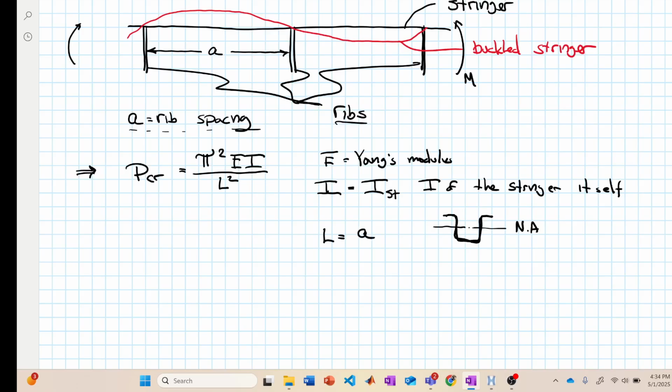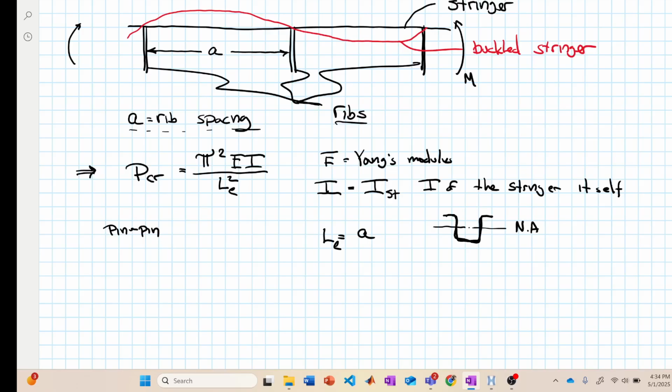And L in this case is going to be the rib spacing A. The way these modes tend to go, the end condition of pinned at both ends is not a bad assumption. In that case, the effective length is actually equal to the length itself, and so that is the rib spacing.